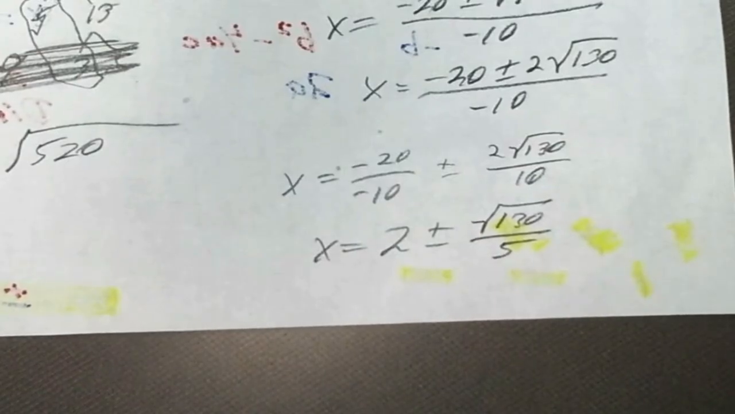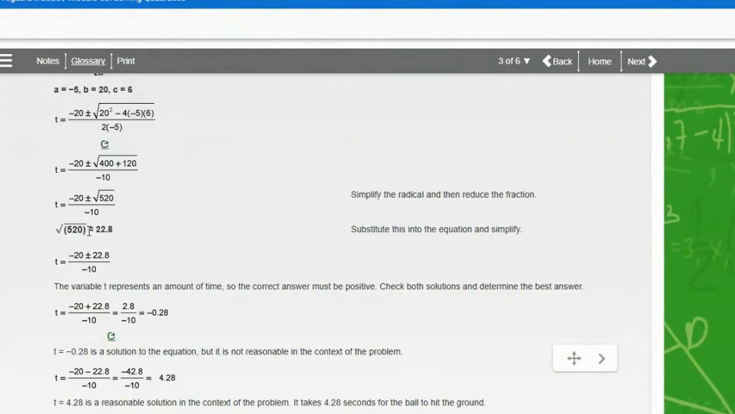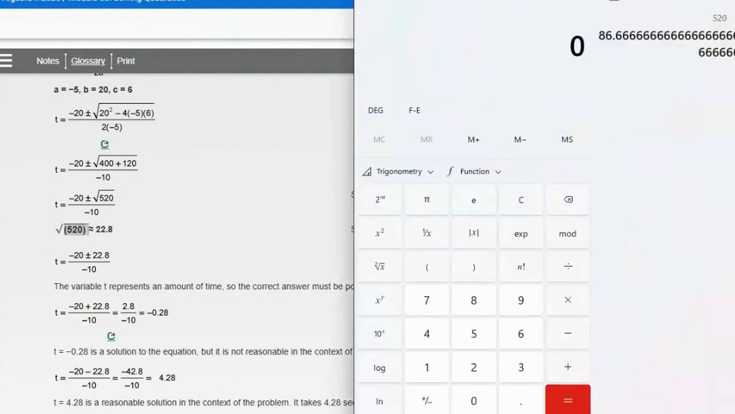I want to see if they got the same thing here. They cheated and made it a decimal. They didn't even try to reduce this. They made it a decimal and said 22 plus 8. They went a totally different direction. Let's see if we get the same answers if we break ours down into a decimal. They cheated. All right, let's convert ours.